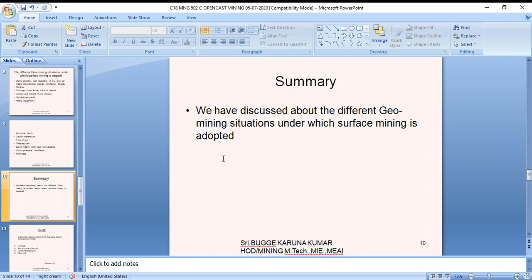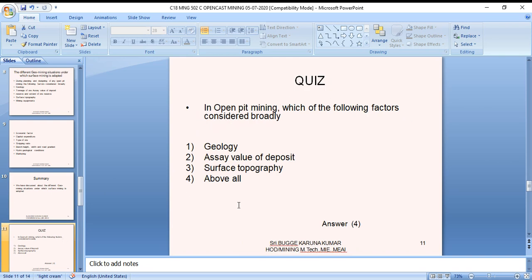You have to bear in mind all these factors when open pit, open cast mining is adopted. These are the points you have to keep in mind. So now I am giving some quiz questions. You can prepare for the ESET examination as well as any competitive examinations. This is very useful. I would like to ask you one simple question.